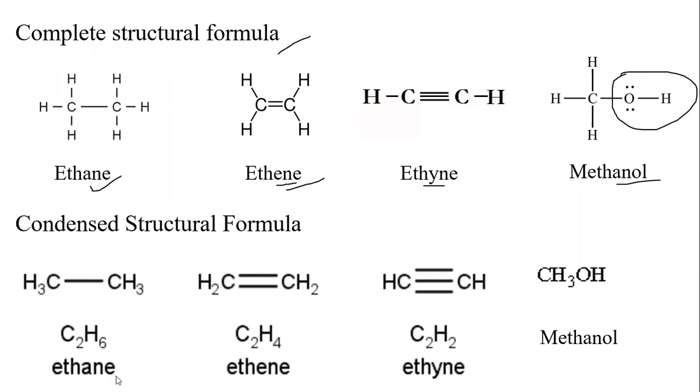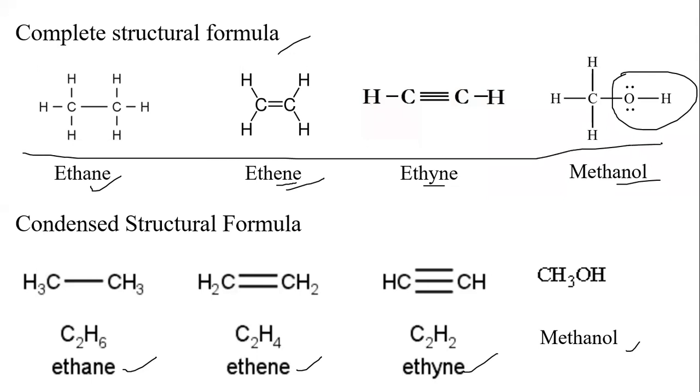And in the condensed structural formula, we can see ethane, ethene and ethyne. See, the difference is that in this representation we have written the complete structure, but below we have written only the formulas. We just ignore all these lines and simply put the structural formula.